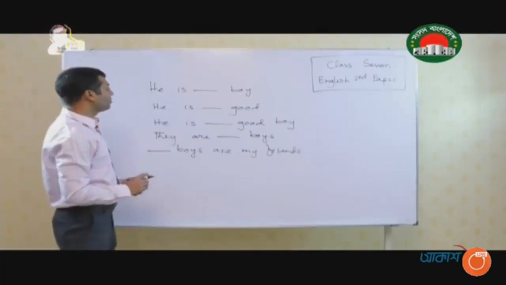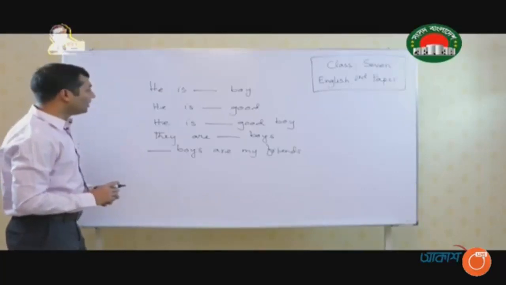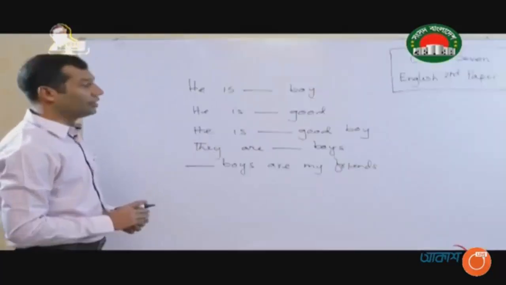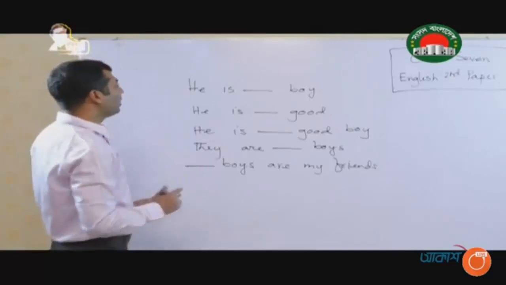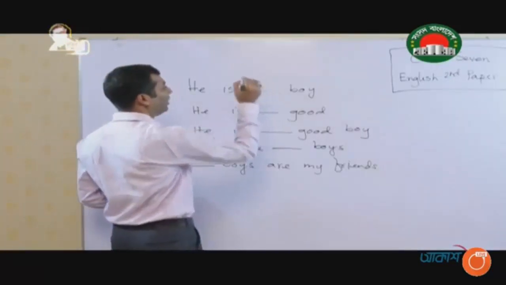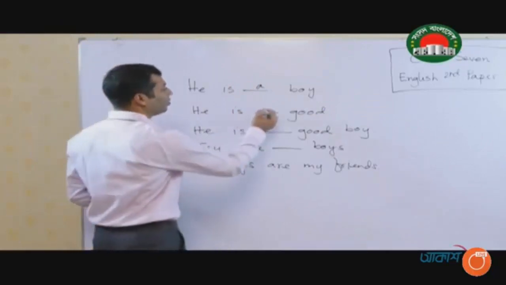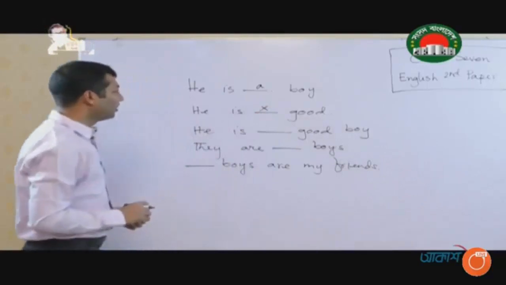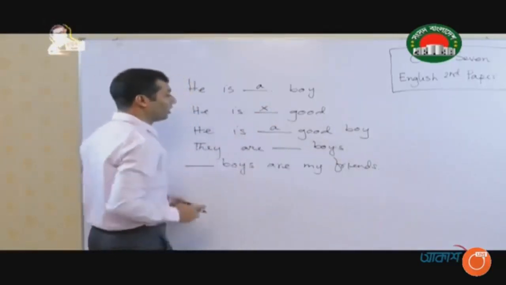He is dash boy, he is dash good, he is dash good boy, they are dash boys and dash boys are my friends. So if I ask you to fill in the blanks, what will you do? You will use A here. He is a boy. And next sentence, he is good. So there will be no word, so it will be a cross. In the next sentence, there will be, he is a good boy.